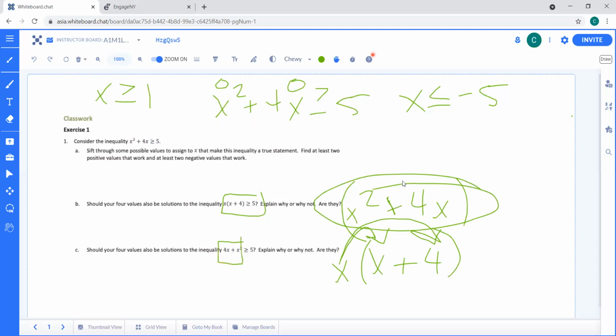This is simply commutative property. They just wrote it backwards. You had x squared plus 4x. Now you write 4x plus x squared. That's the same thing. Doesn't matter. That's commutative property. So yeah.